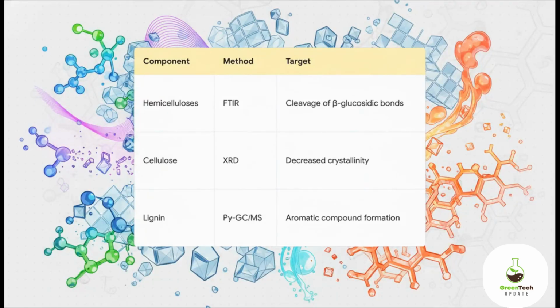And hey, we aren't just guessing here. Spectroscopic data actually proves this out. X-ray diffraction, or XRD, lets us literally track the breakdown of cellulose crystallinity as temperatures rise. Meanwhile, FTIR, that's Fourier transform infrared spectroscopy, confirms the cleavage of specific bonds. For example, we can see the beta-glucosidic bonds in hemicellulose dropping off at just 220 degrees Celsius. We can watch these functional groups transform in real time.